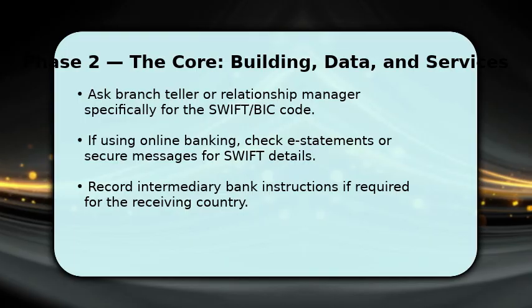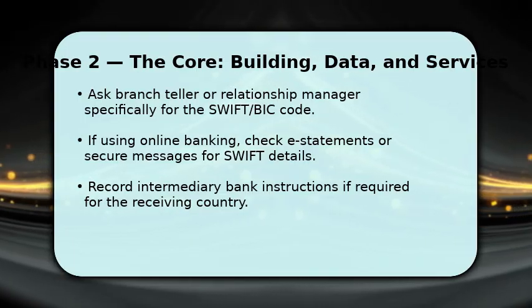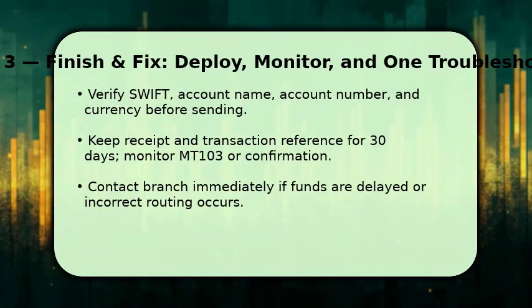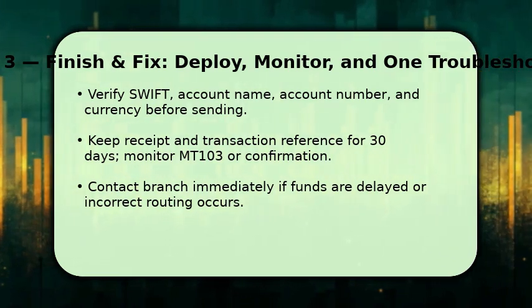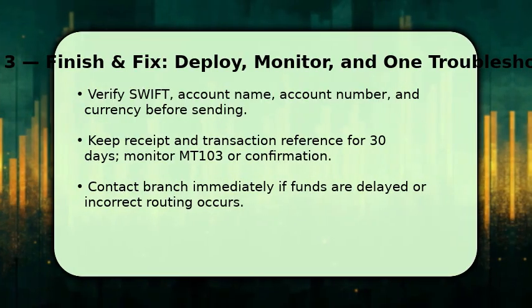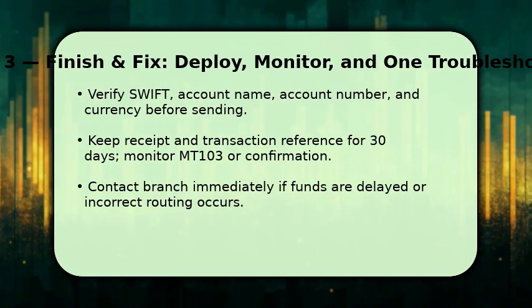You finish by double-checking every transfer field: SWIFT, beneficiary name, account number, and currency. Once the sending bank processes the payment, get a receipt and the transaction reference. Use it to track the MT-103 payment confirmation.